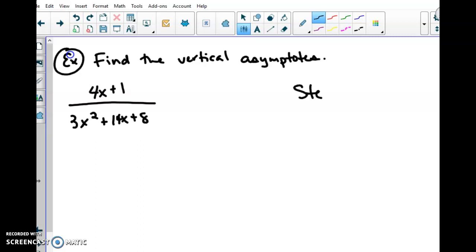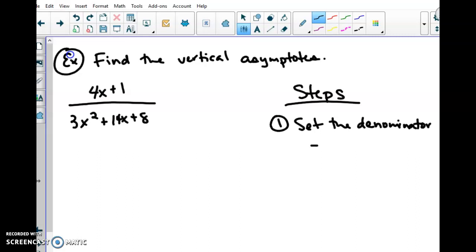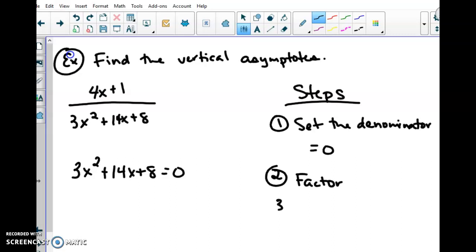So what you're going to do is you are going to set the denominator equal to 0. And the reason being is because, like I've mentioned before, vertical asymptotes occur when the denominator is undefined, aka 0. Okay, so 3x squared plus 14x plus 8, set equal to 0. Check. Step 2, factor. It always comes back and we factor.